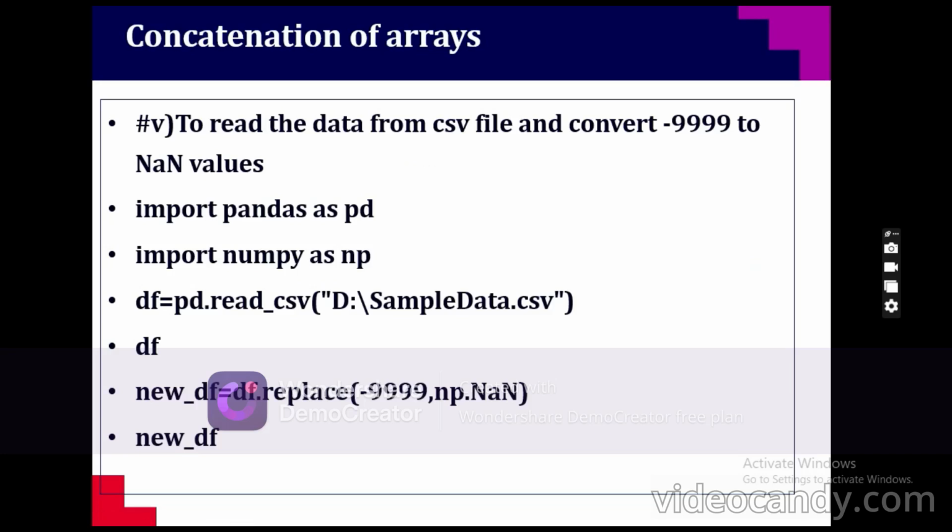You can also replace some values. Suppose in the data frame there is maybe some minus 999, we can replace it with NaN. NaN means it is not a number. By using df.replace, it will replace the minus 999 with NaN. Okay.